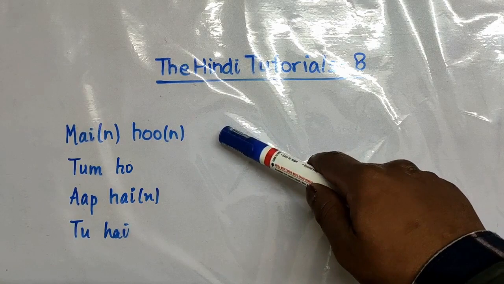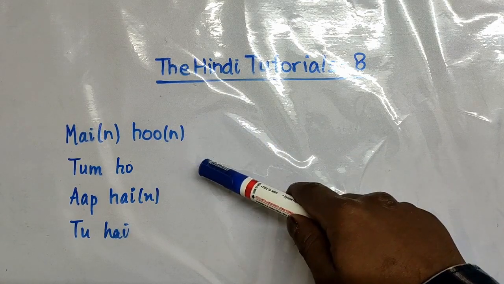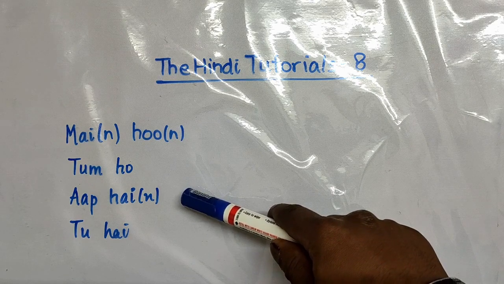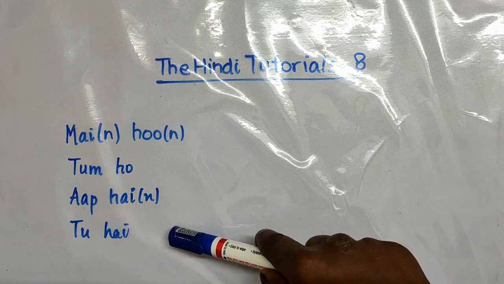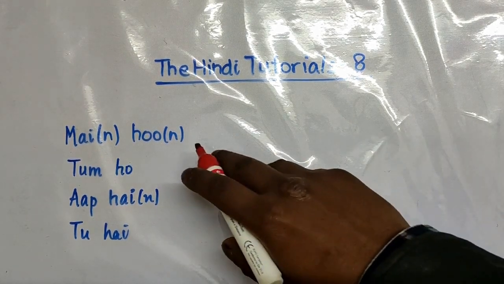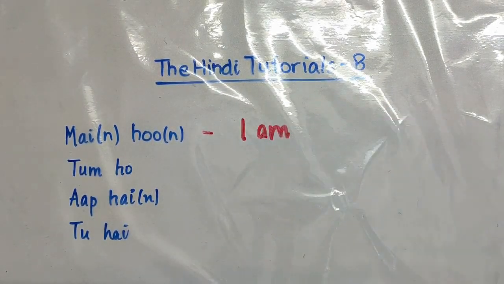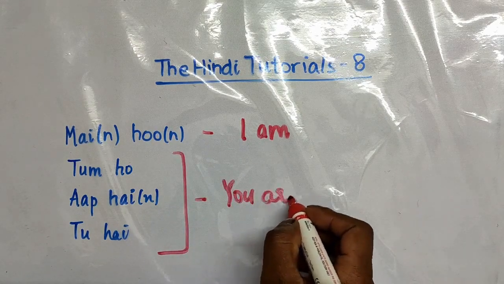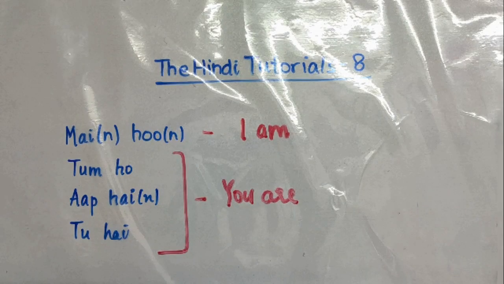मैं हूँ, तुम हो, आप हैं और तू है. मैं हूँ is I am, and the rest of the 3 mean you are. The usage of these 3 totally depends upon the situation and the person you are talking to.